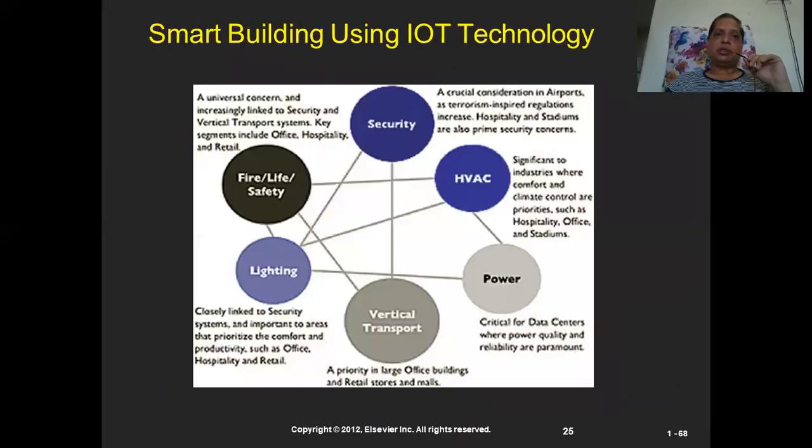Okay. So that was just an introduction to IoT and how it works in tandem with cloud computing.